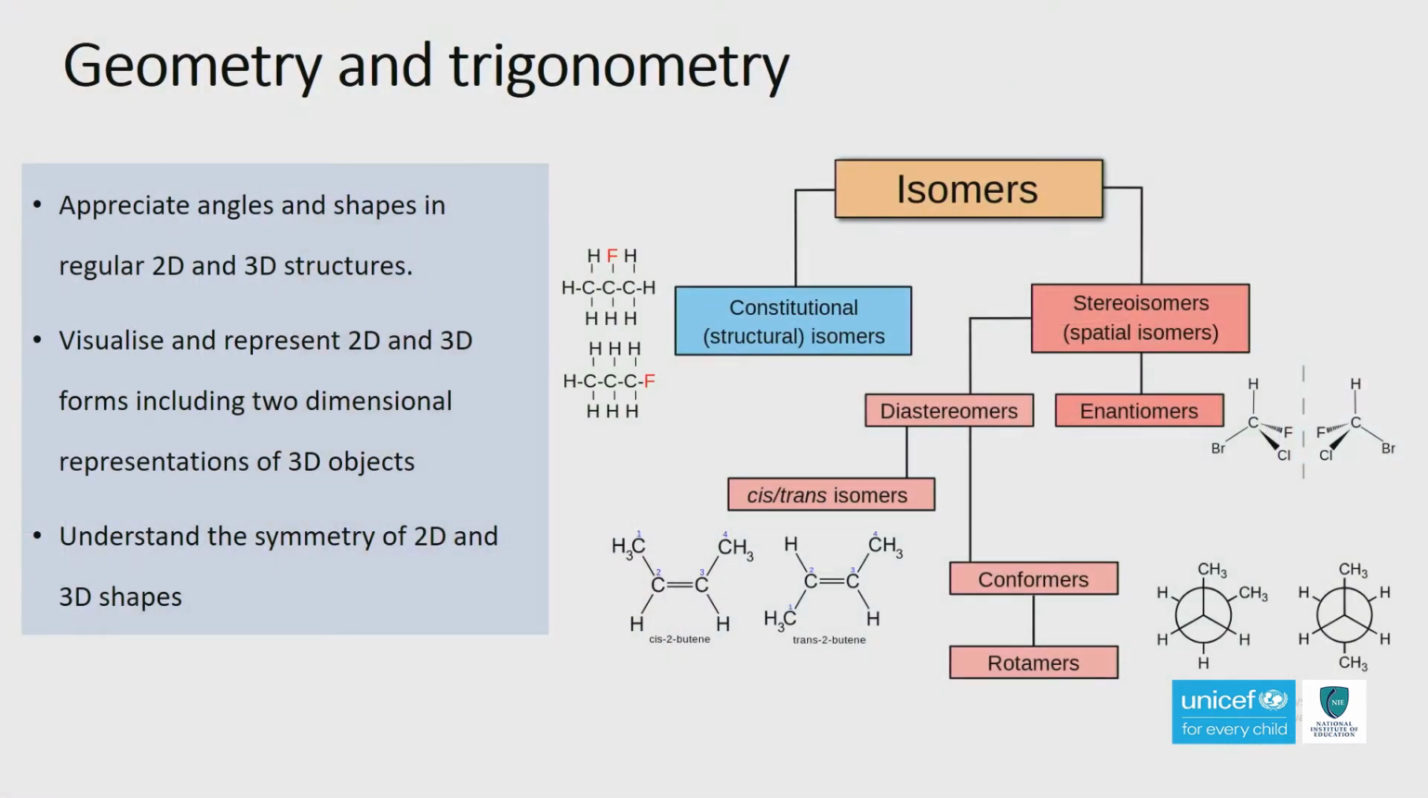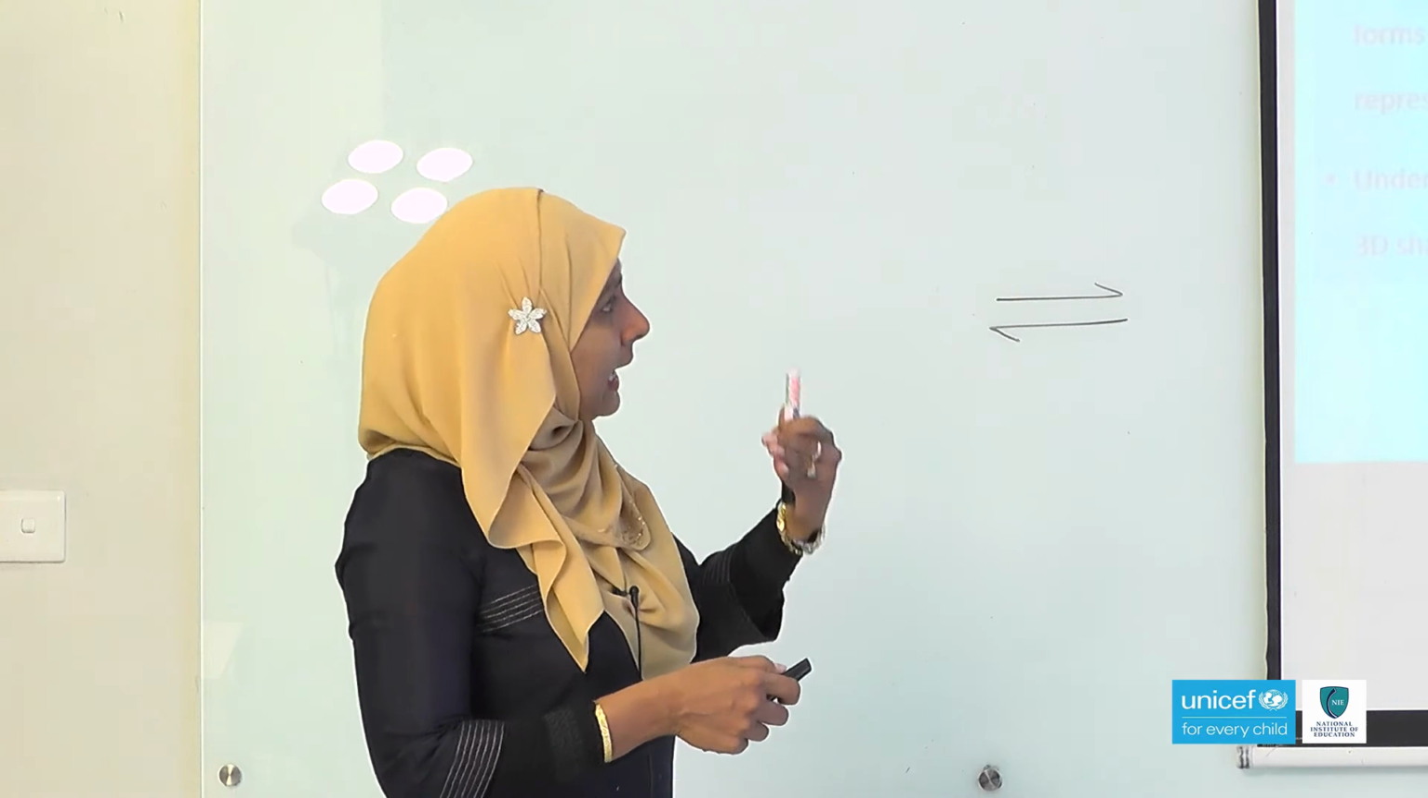Geometry and trigonometry: here we are not talking about mathematics, but it will be taught in the context of chemistry. Geometry and trigonometry will be dealing with 2D and 3D structures of different molecules, the bond angles, the shapes of different molecules. Visualize and represent 2D and 3D forms, including two-dimensional representations of 3D objects. You have already seen in bonding, under shapes of molecules, the bond angles and different shapes of molecules.